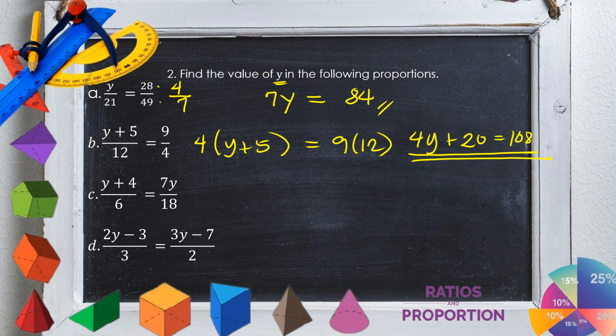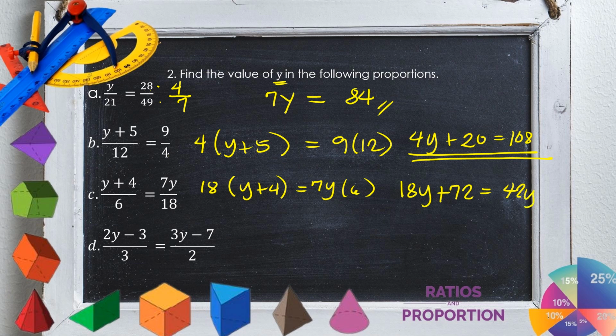For letter C, the same. We have your 18 times your y plus 4 is equal to 7y times 6. So the equation will become 18y plus 72 is equal to 42y. Okay, so simply solve for the value of your y. Transpose nyo lang to sa kabila, then divide. Ganon din dito, transpose lang yung 20, then divide. So number 1, kailangan nyo lang mag-divide both sides.